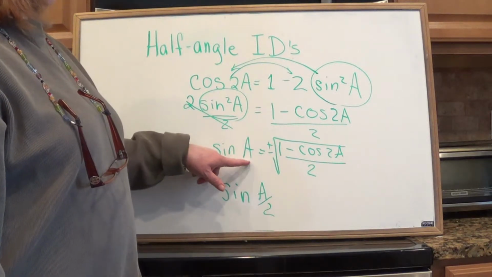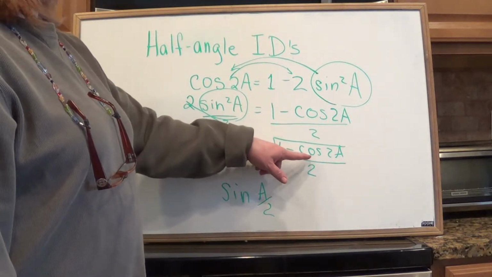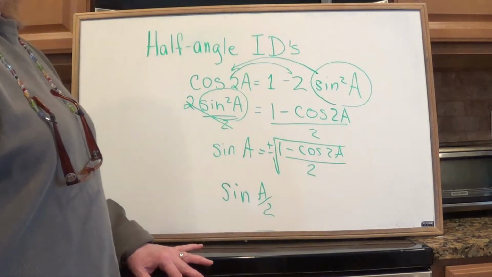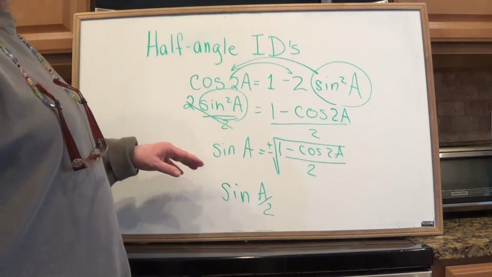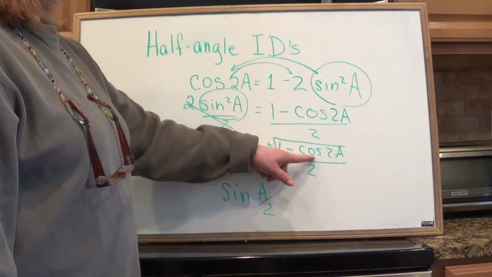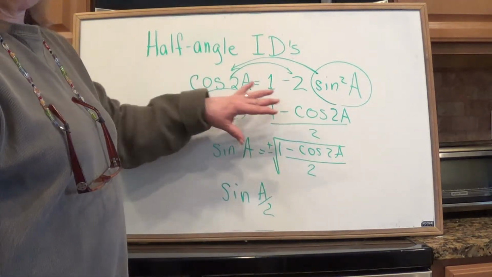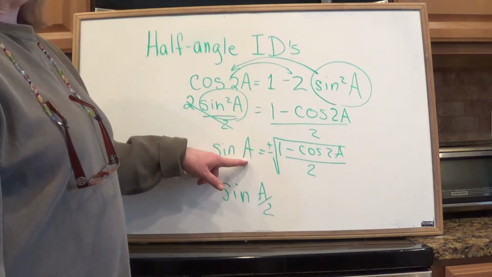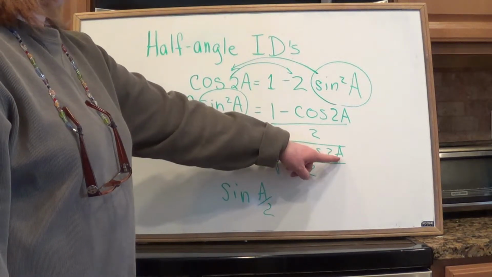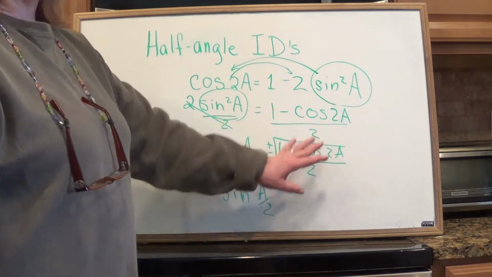So I could put sine of 30 degrees equals plus or minus the square root of 1 minus cosine of 2 times 30 degrees, divided by 2. Now, I can use radian measure. Sine of pi over 6 equals plus or minus the square root of 1 minus cosine of 2 times pi over 6, over 2. I can put anything in for a. I could put in sine of a star equals plus or minus the square root of 1 minus cosine 2 star divided by 2, or anything, and we've learned in the past that formulas are like that.